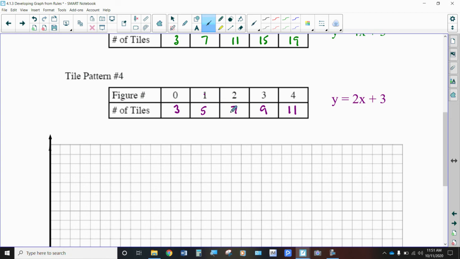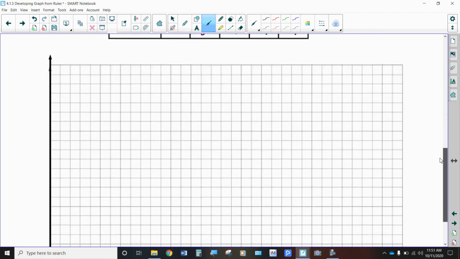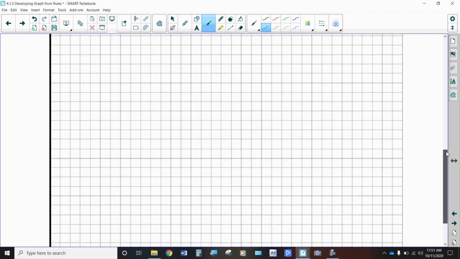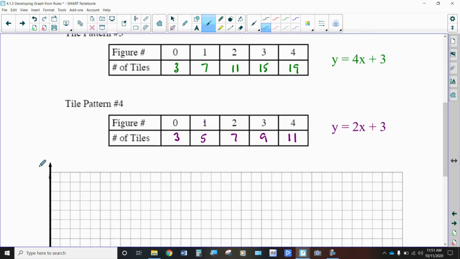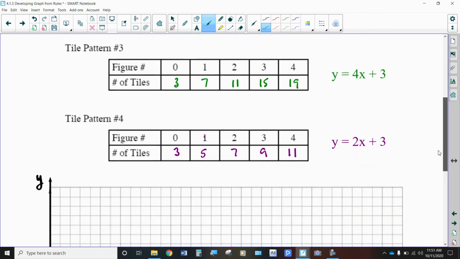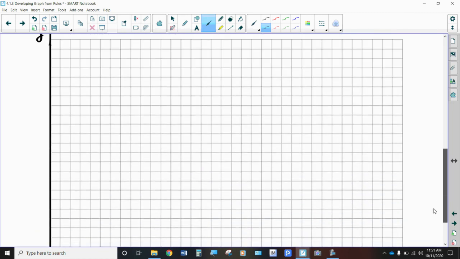Okay, so in order to graph, we need to have an x-axis and a y-axis. So I'm going to label the horizontal axis of my graph x and the vertical y. And really for my tile figures, I only need to go from 0 to 4. Maybe I'll go to 5 or 6. We'll see how many segments we have at the bottom. And for the y's, looks like my greatest y value is 19. So I need to be able to get up to 19.